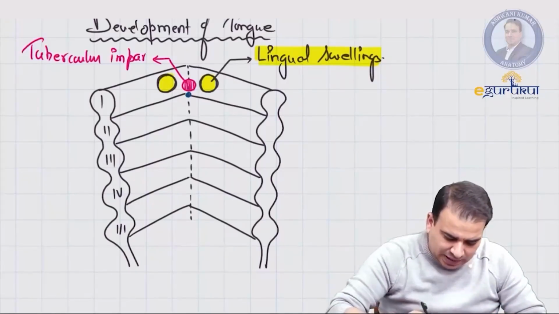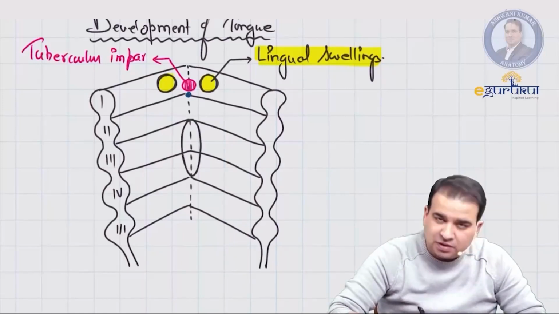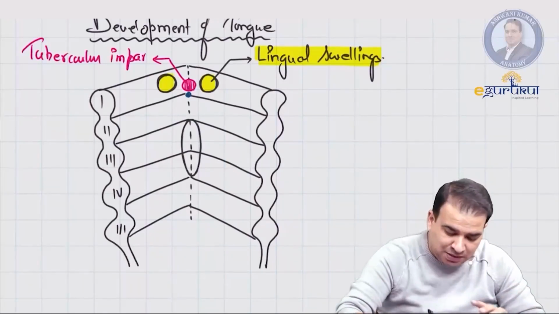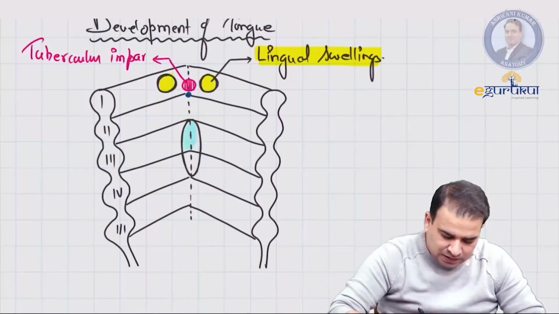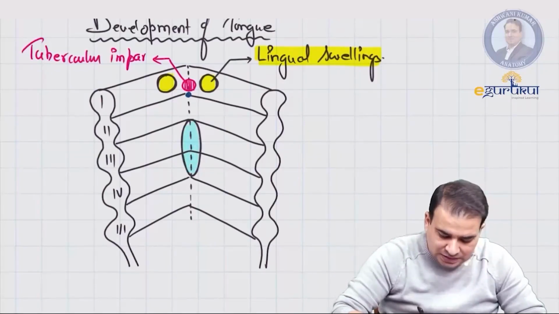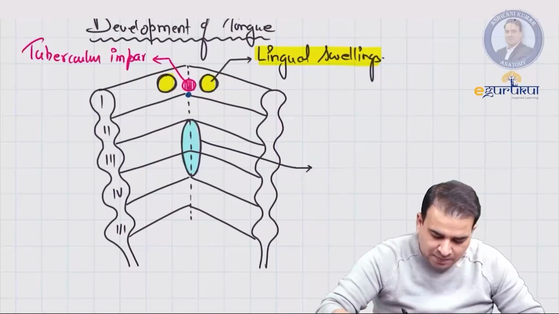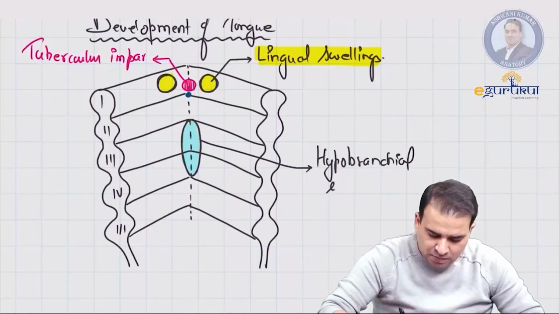And guys, look at this. At the ventral aspect of the third arch and the fourth arch, let's pay attention to this. Ventral aspect of the third and the fourth arch. And again, there's a mesodermal swelling. I'm saying it again, that's a mesodermal swelling. This mesodermal swelling at the ventral aspect of the third and the fourth arch is called the hypobranchial eminence.